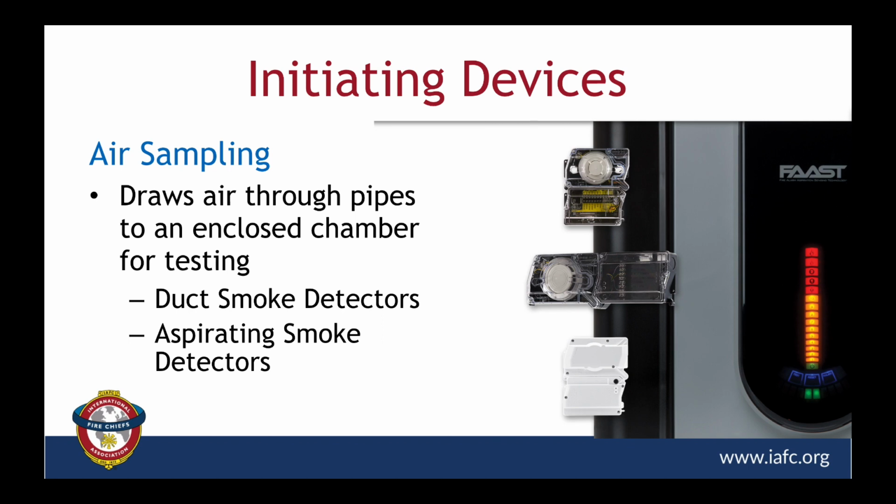Now, looking at aspirating type of detection, it consists of a pipe distribution network that runs from a central detector in a housing.